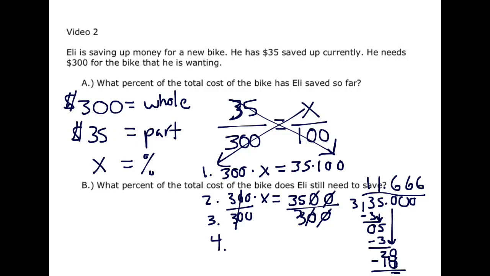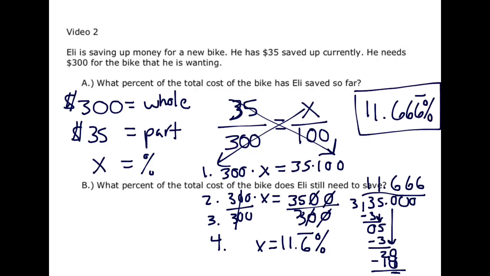So x equals 11 and 6/10 repeating with a line over top. So my percent, what percent of the total cost of the bike has Eli saved so far? He saved 11. And I could even put 666 thousandths with the line over top, the last 6%. That's how much percent of the bike that he saved up so far by getting 35.